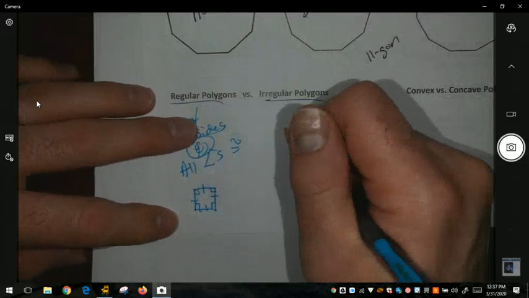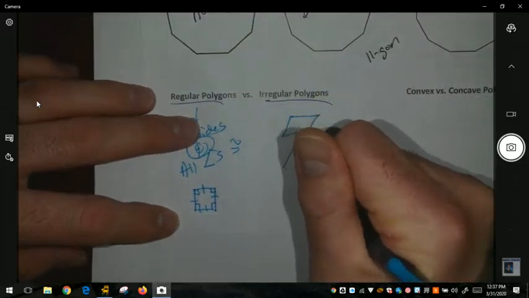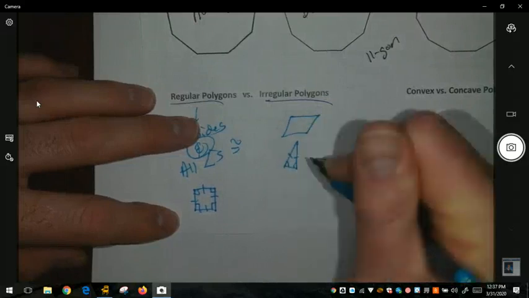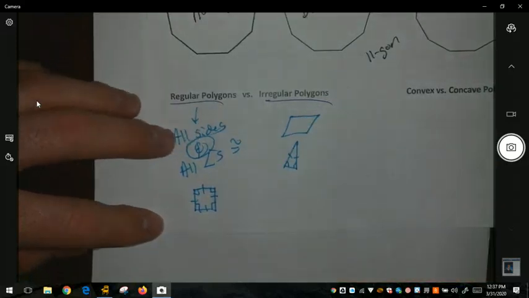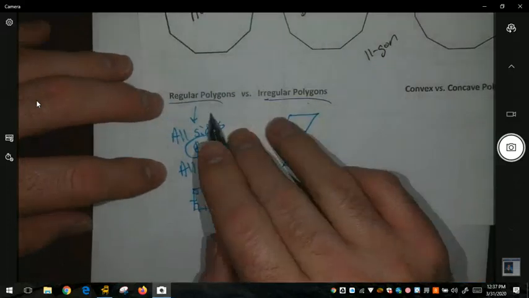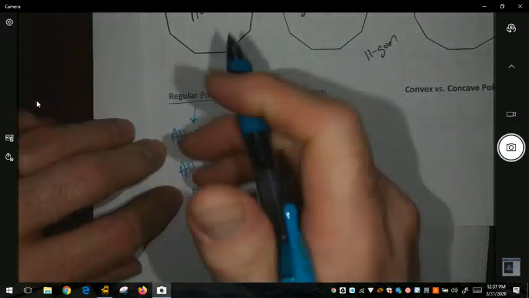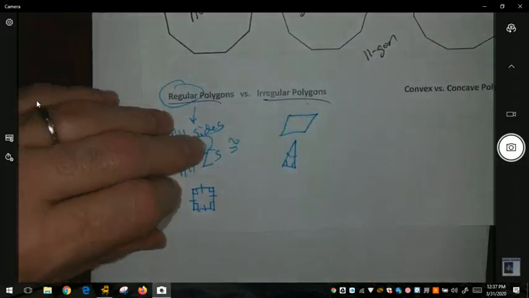Irregular polygons would be like the parallelogram, or like the isosceles triangle. Yes, it has 2 angles and 2 sides that are congruent, but not all angles and all sides. So irregular is just not regular. To be regular, it has to have all sides and all angles congruent. That's the definition of a regular polygon.